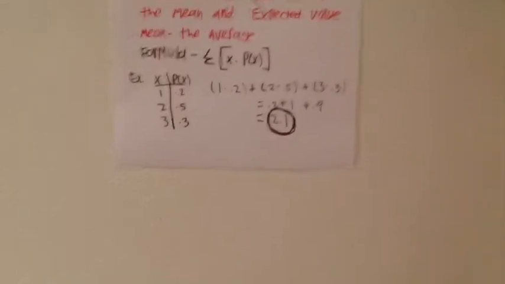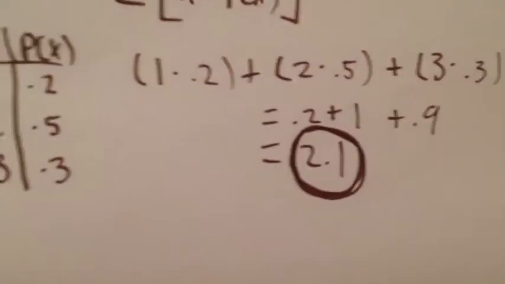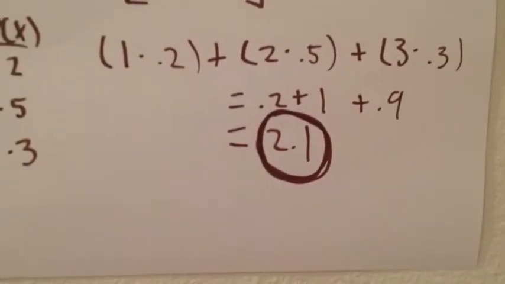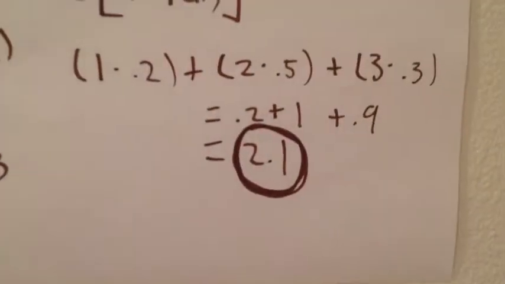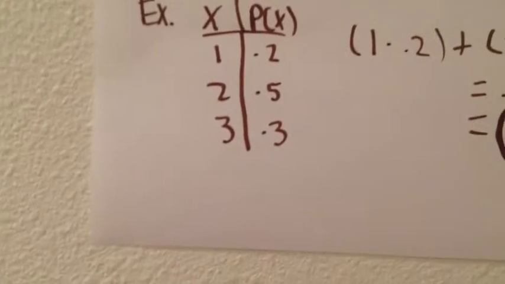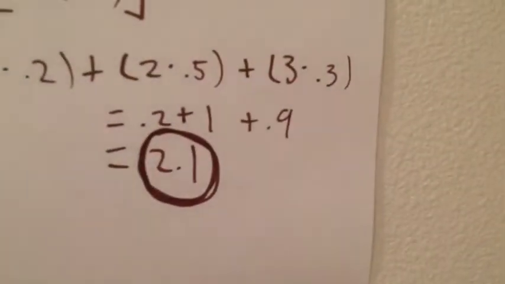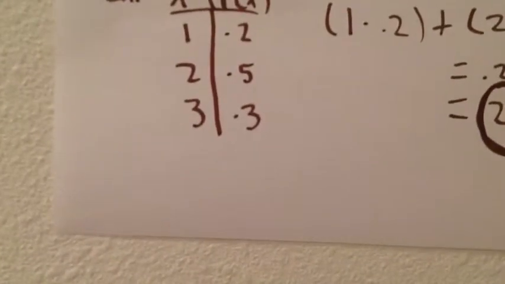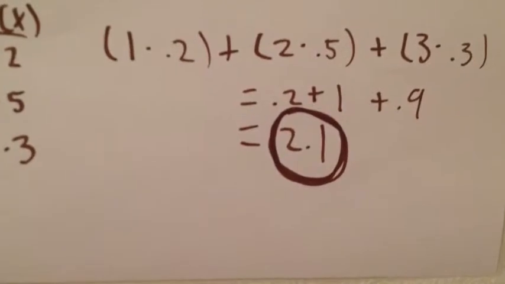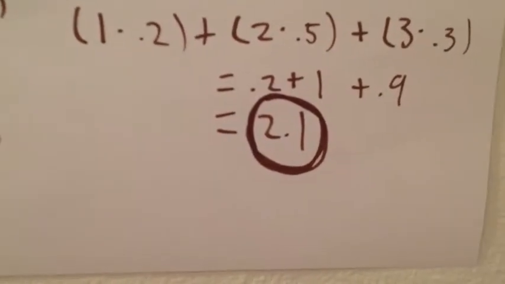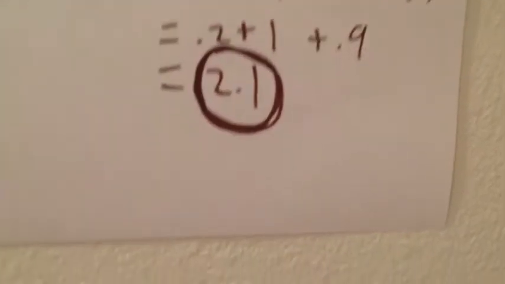Here's the work for that. The first column is 1 times 0.2, as you can see. The second column is 2 times 0.5, right there. The third column is 3 times 0.3. Then what we want to do is get those numbers that are in the parentheses and add them all up. Once we add them all up, we should get 2.1.